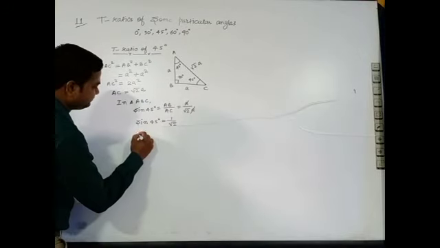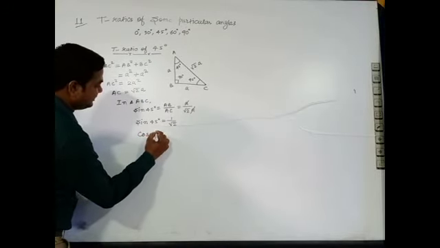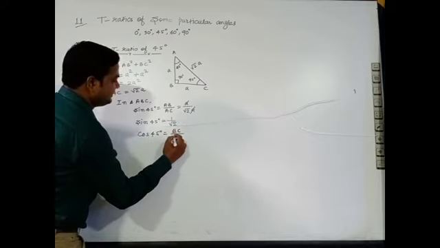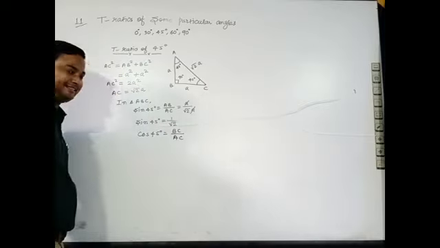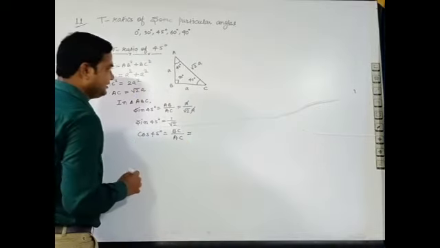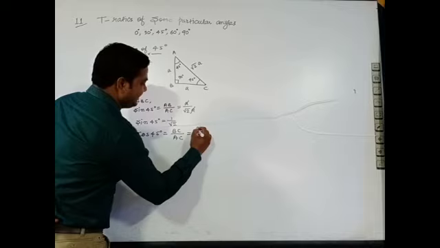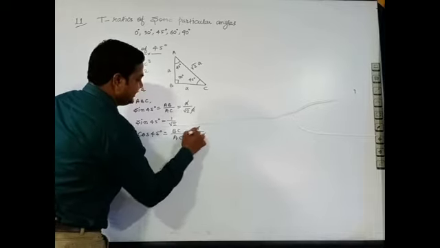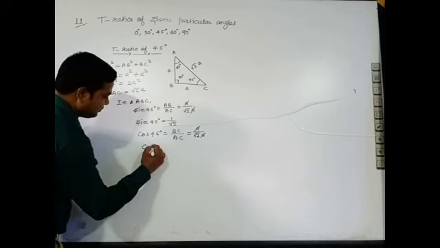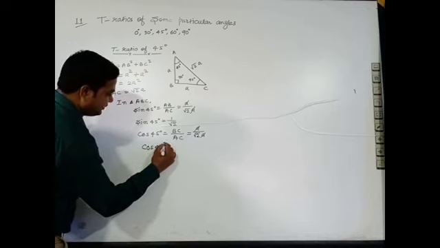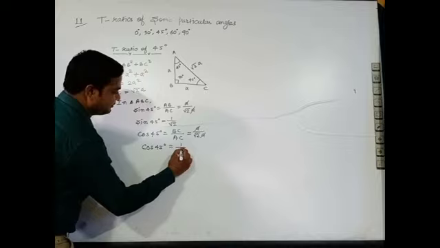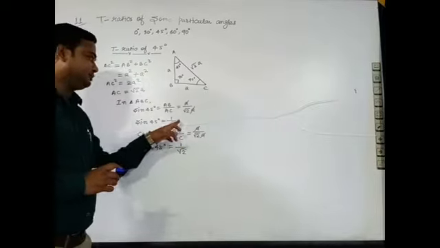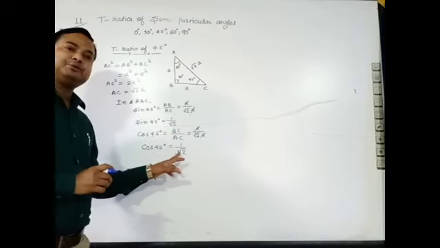Move to cos 45 degree. Base BC by hypotenuse AC. The value of BC is again A. The value of AC is again root 2A. A cancel. It means cos 45 degree equal to 1 by root 2. Now sine 45 equal to 1 by root 2, cos 45 equal to 1 by root 2.